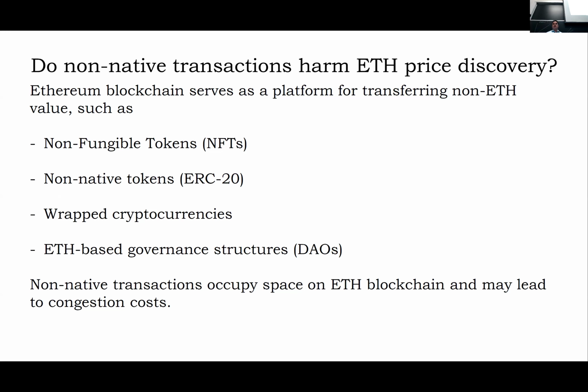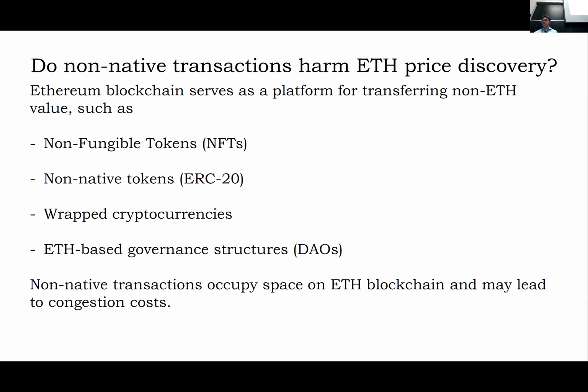And the Ethereum blockchain is well known because it's a platform where you can transfer non-ETH value, meaning you can transact a lot of non-native Ethereum tokens. For example, a non-fungible token is an example. So these are NFTs, and I will describe more what they are. They're essentially digital representations of objects. It could be art, it could be music. These are non-native, right? They have nothing to do with the native cryptocurrency of Ethereum, but nevertheless, they can be transacted on Ethereum. You could also have the so-called ERC20 tokens, where ERC20 is basically a smart contract protocol which constructs decentralized cryptocurrency which can be traded on Ethereum, right?